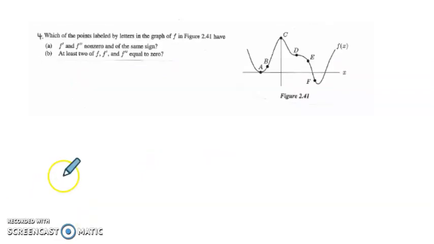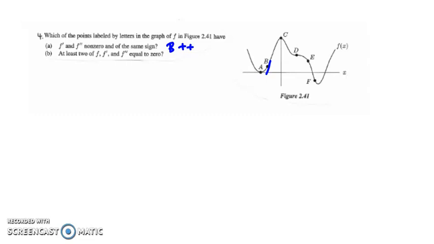And then let's last look at number 4 here. Which of the points labeled has f prime and f double prime non-zero and the same sign? So let's look for f prime positive first. F prime positive will be here, and that's it. The question is f double prime also positive there? And the answer is yes, because the function is concave up. So at B, they're both positive.